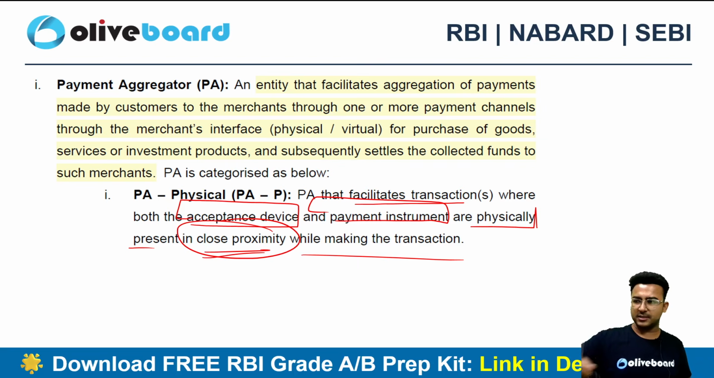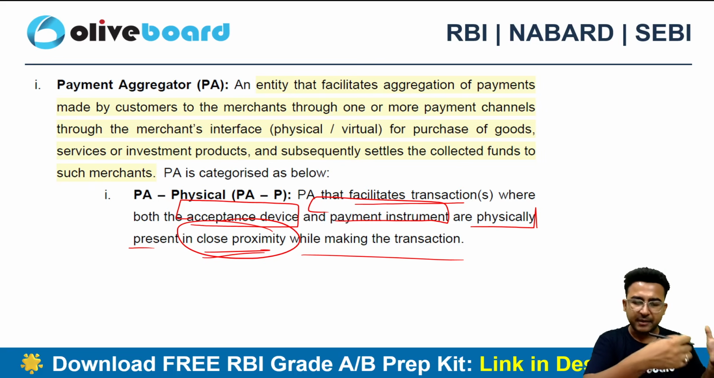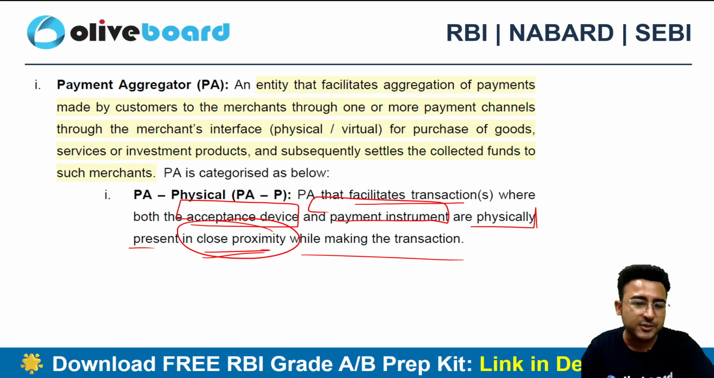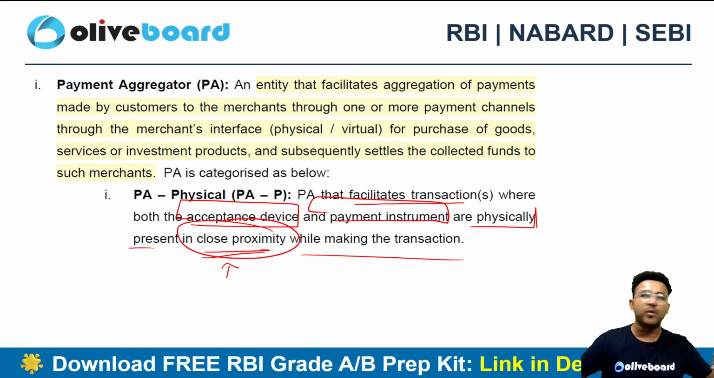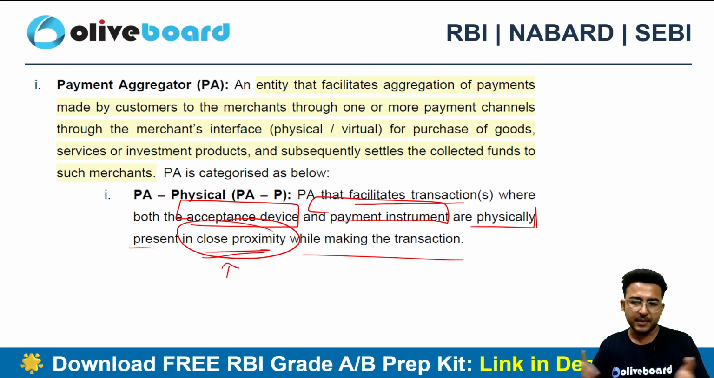So even if I am not swiping, there is a touch system nowadays, right? Based on Wi-Fi, the transaction takes place. So even if we don't swipe, we are keeping the card in close proximity with that machine, that acceptance device, still the transaction will happen. So that's why they have very carefully written close proximity here, because it's not that you will always be swiping the card. Sometimes even if you are in close proximity to a particular machine, the transaction can also happen, right? So that is your payment aggregator physical.